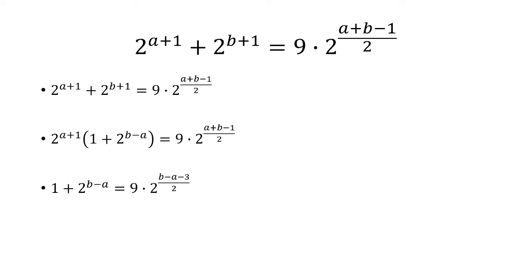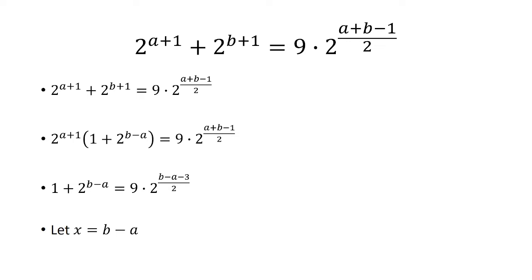Now I'm going to divide both sides by 2 to the a plus 1. When I divide by 2 to the a plus 1, I'm going to be subtracting the exponent. So it would be a plus b minus 1 over 2 minus the quantity a plus 1. When I subtract, I get b minus a minus 3 over 2.